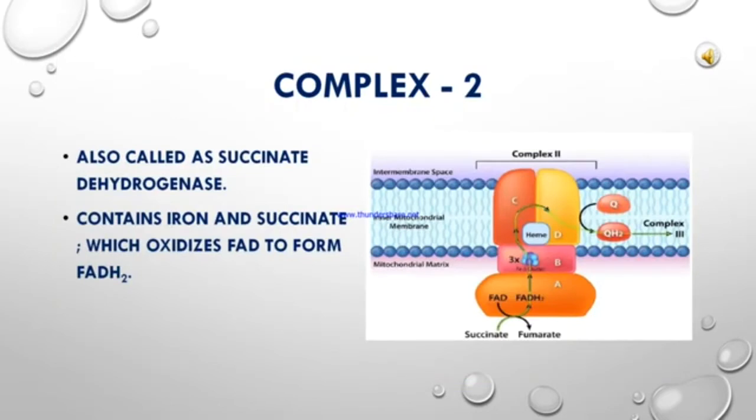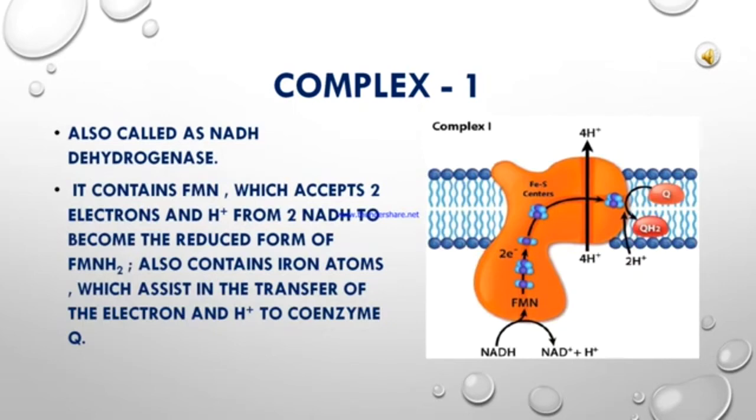Complex 2, also called succinate dehydrogenase, contains iron and oxidizes succinate, reducing FAD to form FADH2. Complex 1, also called NADH dehydrogenase, contains FMN, which accepts 2 electrons and hydrogen ions from NADH to become the reduced form, FMNH2. It also contains iron atoms which assist in the transfer of electrons and hydrogen ions to coenzyme Q.